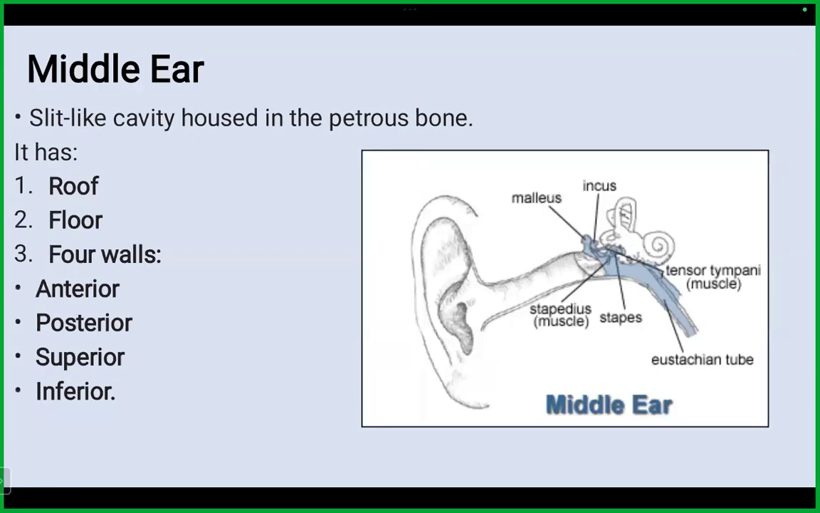The middle ear. The middle ear is a slit-like cavity housed in the petrous bone. It has a roof, a floor, and four walls: anterior, posterior, lateral, and medial. I fixed this, but lateral and medial, not superior and inferior. Lateral and medial.